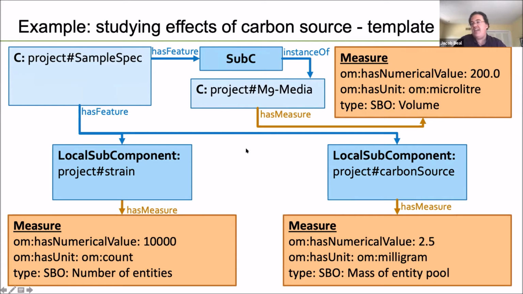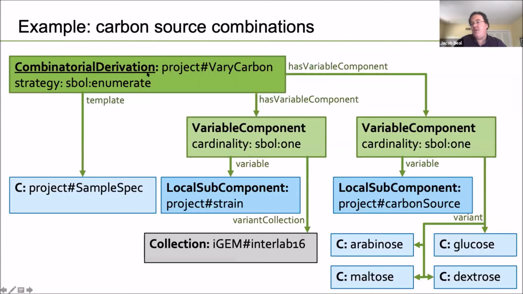And so we can then take that template and put it in a combinatorial derivation for this project varying carbon. We point to the template, and we're going to point to one variable for the strain. It's pointing to that strain inside of the template. And we'll put any one of those 5 strains in the collection we built earlier into there. And for the carbon source, we're going to pick any one of 4 different sugars to put in as our carbon source.